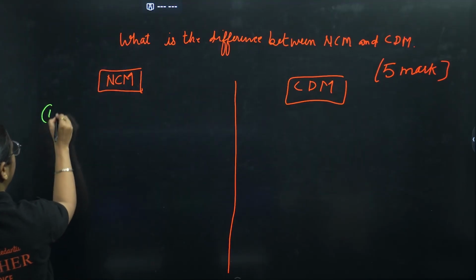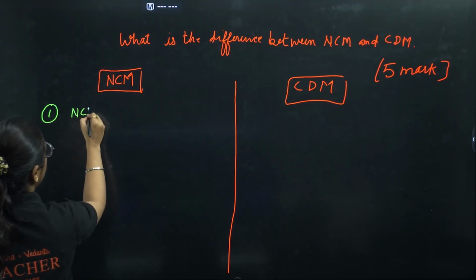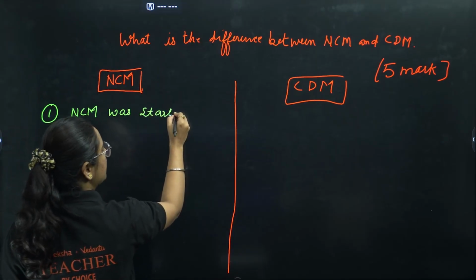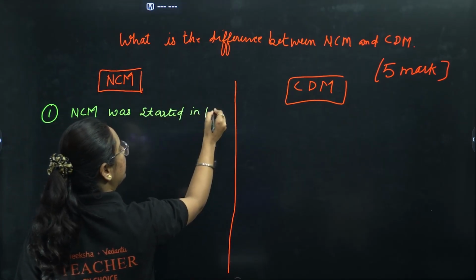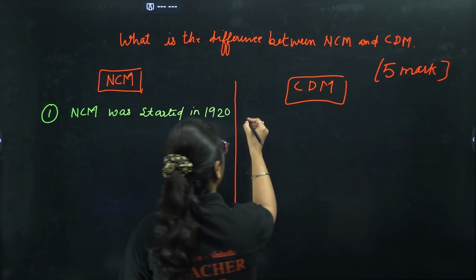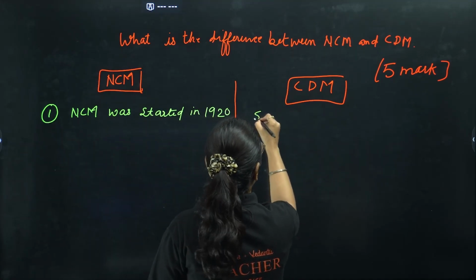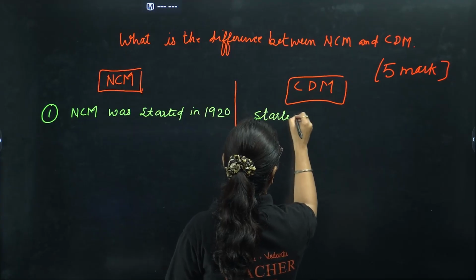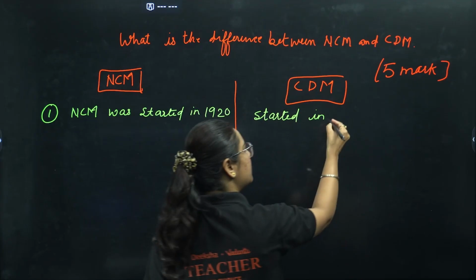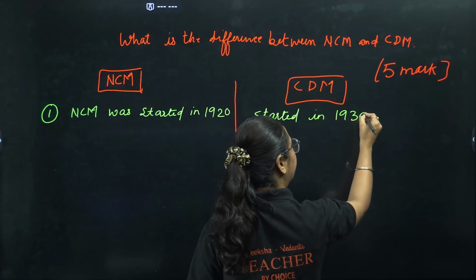The first point here is that the non-cooperation movement was started in the year 1920 particularly. We have seen that. However, when we talk about CDM, the civil disobedience movement, this was started by the Salt March in the year 1930.